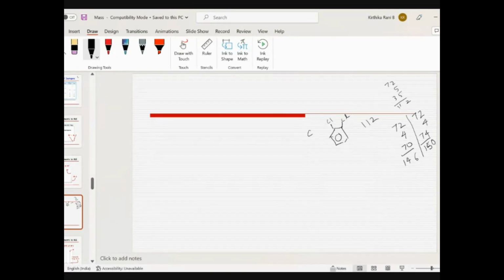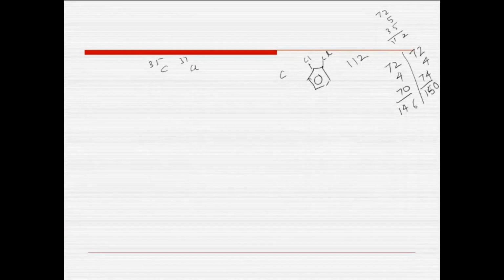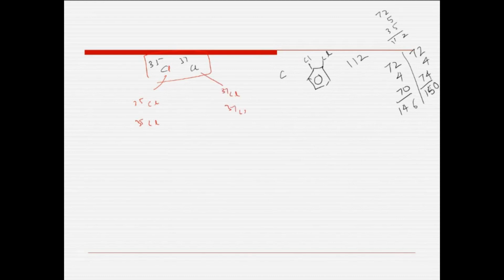Guys, just concentrate here. So you have chlorine 35. Chlorine can be 37. So I can have a molecule where both chlorines are 35 chlorine, or I can have a molecule where both chlorines are 37 chlorine, or I can have molecules where one chlorine will be 35 and the other chlorine will be 37. All three possibilities are there.